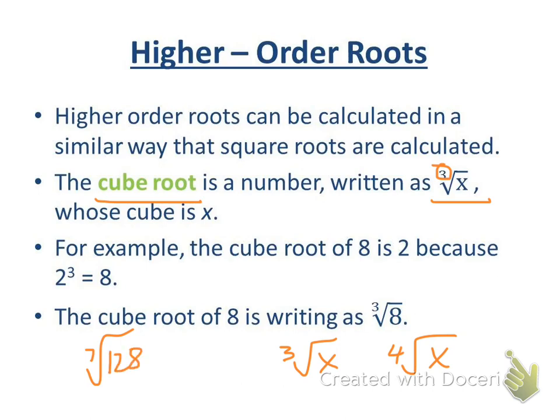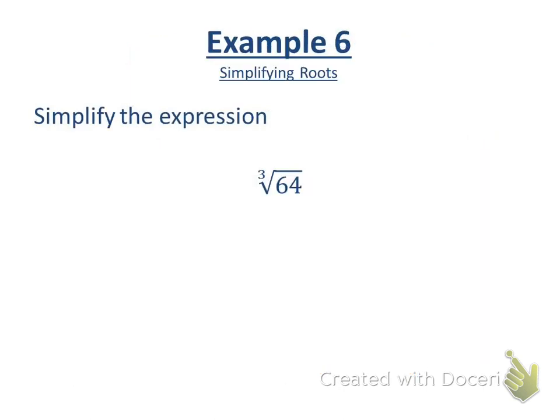The seventh root of 128. It's 2. Is that right? Is 2 to the 7th equal to 128? 256 is the 8th. Yes. So this is 2, right? Because 2 times 2 times 2 times 2 times 2 times 2 times 2 is 128. So this is asking for which number multiplied by itself 7 times is equal to 128, and the answer is 2. All right, so what would the cube root of 64 be? 4, because 4 cubed is 64. 4 times 4 times 4 is 64.